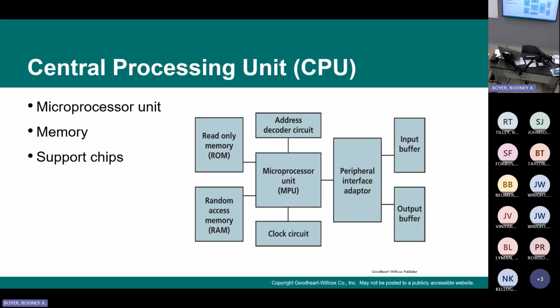So what separates this from a regular computer or even a microcontroller? Processing power. And these are dedicated to a very specific task. Their sole function in life is to control a machine or process.